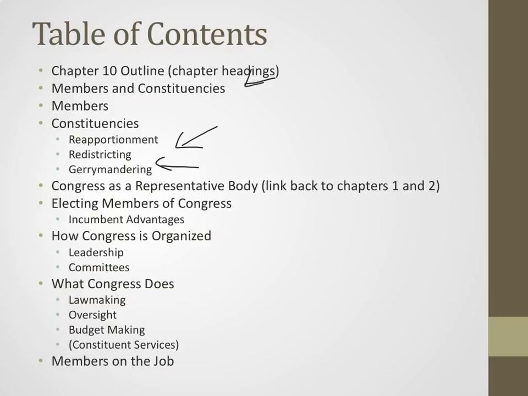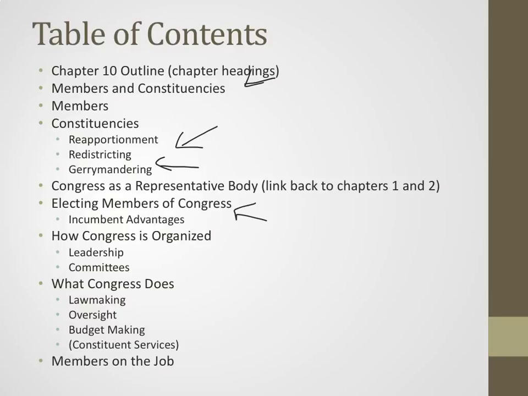We then started to look at the incumbent advantage, and we talked about the election, how do members get elected. Remember what those advantages are, but then also consider if incumbents are always being reelected, does that influence or affect popular sovereignty? Link these things back to the core values as best you can.